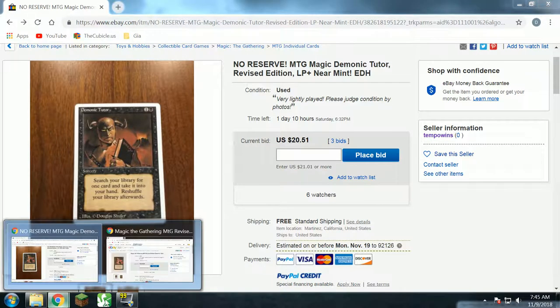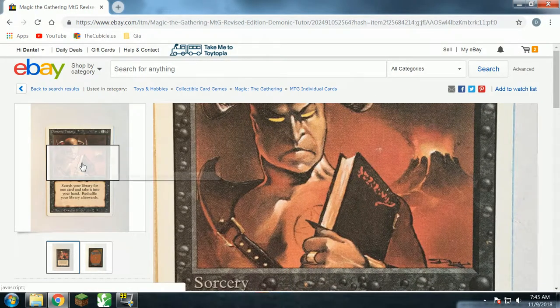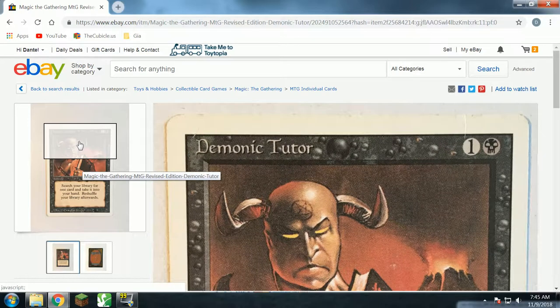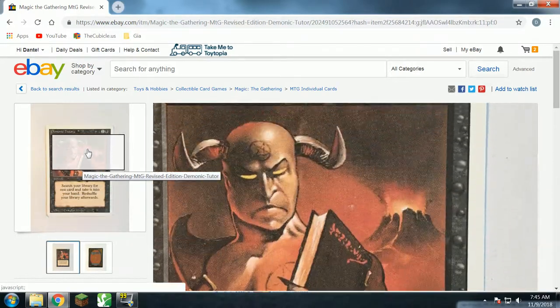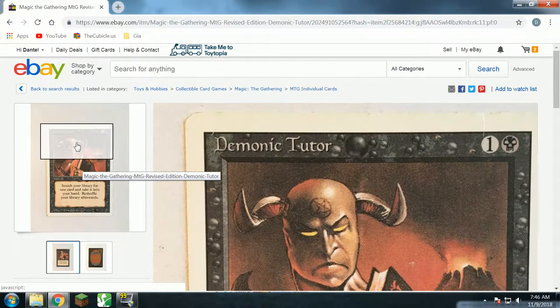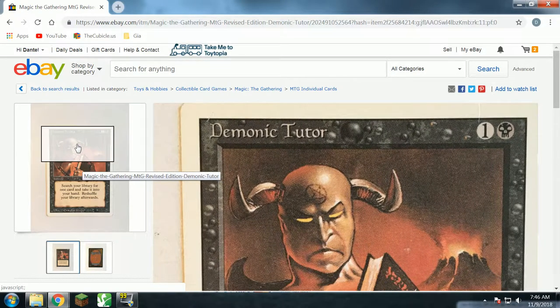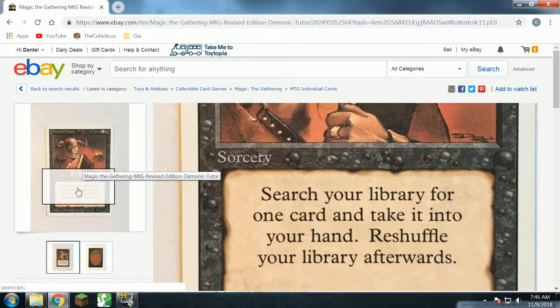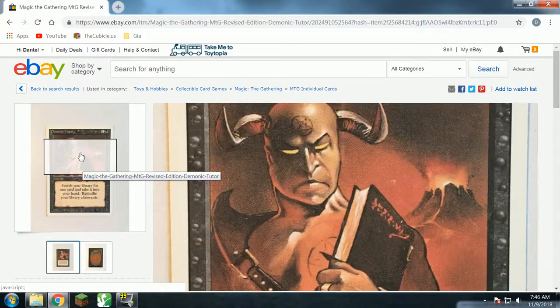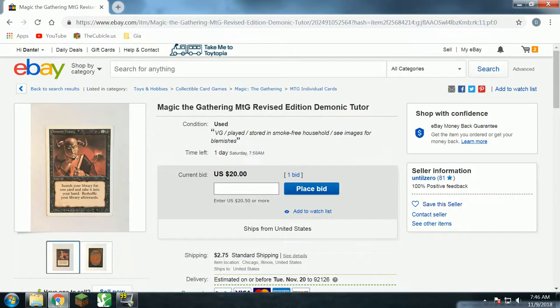So if I look at a normal Demonic Tutor, this is actually a real one. Look how yellowish the border is, not super white. The font is not super bold either, so the font is much more skinny. This is a real one, and the other one is fake.